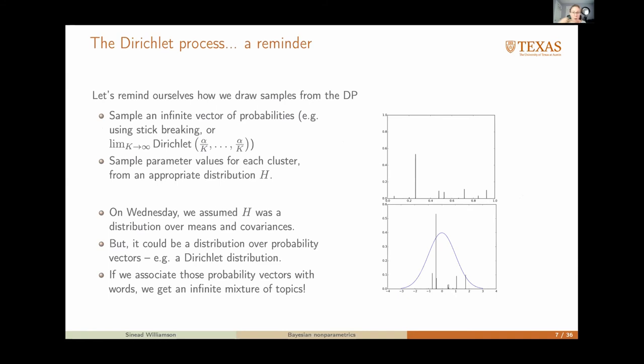Okay, so let's go back. It's been a couple of days. So let's think about how we sampled from the Dirichlet process and what that means and how we can use that in our current context. So we started off by sampling some infinite vector of probabilities. We had a number of ways of doing that. We could either think of the infinite limit of a finite Dirichlet, we could use our stick breaking process, or we could do this implicitly using the Chinese restaurant process or one of those ERM schemes. Whatever way, we end up with a set of cluster probabilities. And then for each of those cluster probabilities, we sampled an associated cluster parameter from some distribution over parameters.